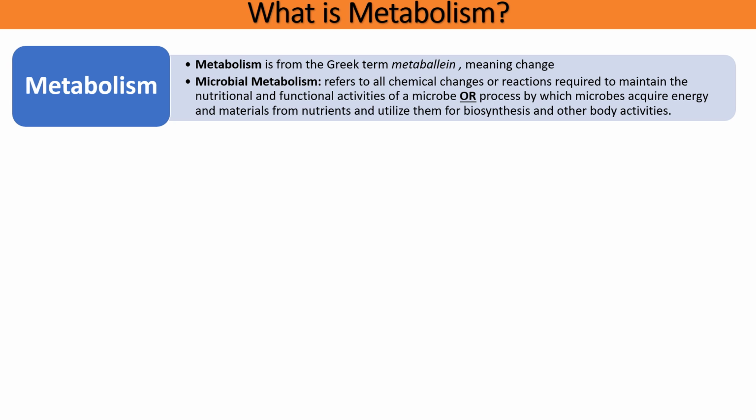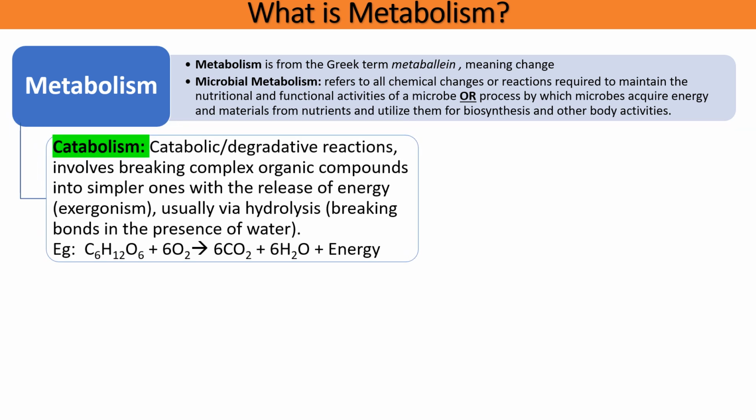Now, generally, metabolic reactions taking place in microorganisms are categorized into two. The first category of the reactions are called catabolism. Catabolism generally refers to breaking down of complex organic substances into simpler ones. It is otherwise called degradative reactions or catabolic reactions, which involve breaking complex organic compounds into simpler substances with the release of energy.